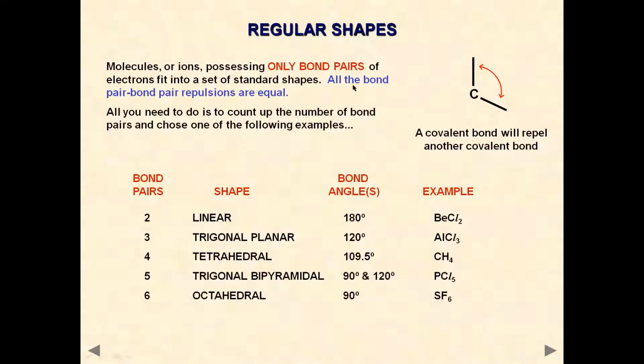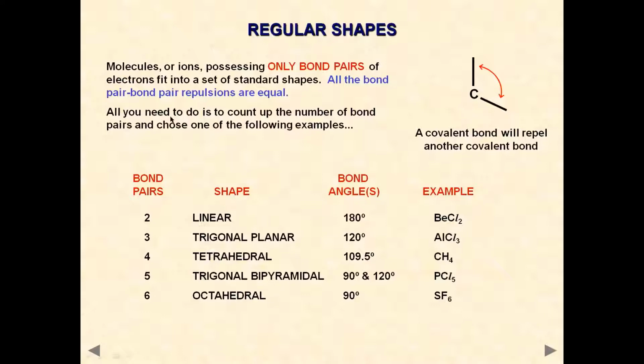Now, here we're going to look at the shapes of the molecules without a lone pair. So molecules or ions which have only the bond pairs, there are no lone pairs here at all. So only bond pairs of electrons, they fit into a set of standard shapes. All the bond pair repulsions are equal. Now we have to make a note of this, because that is going to be a part of your 1 mark multiple choice question.